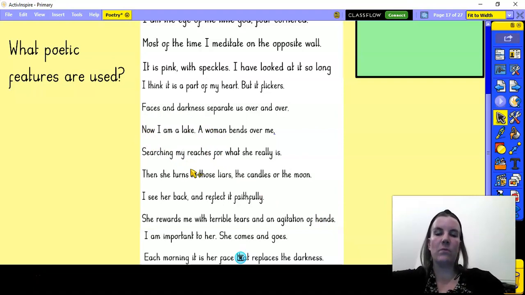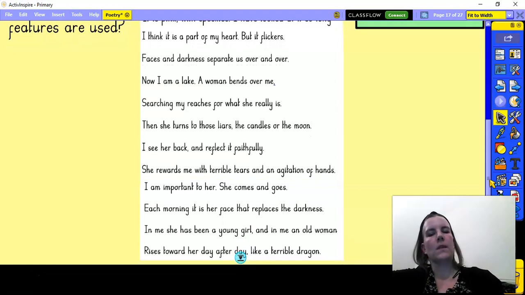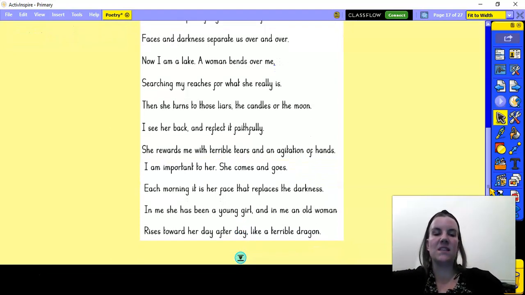A woman bends over me, searching my reaches for what she really is. Then she turns into those liars, the candle or the moon. I see her back and reflect it faithfully. Something that can reflect something. She rewards me with terrible tears and an agitation of hands. I am important to her. She comes and goes. Each morning it is her face that replaces the darkness. In me she has been a young girl, and in me an old woman. Rises towards her day after day like a terrible dragon.